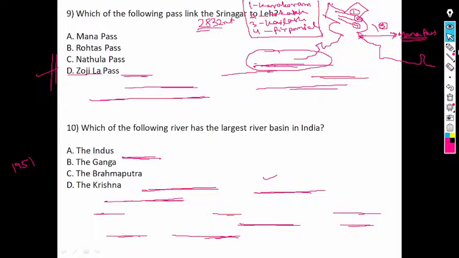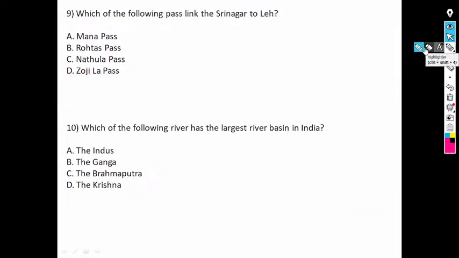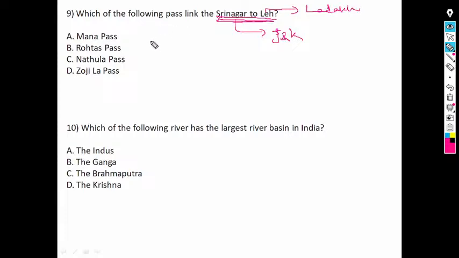Next, which of the following passes links Srinagar to Leh? Srinagar is in Jammu and Kashmir, and Leh particularly is in Ladakh. Manna Pass, Rohtang Pass, Nathula Pass, Jojila Pass. Your answer is D. It is Jojila Pass.